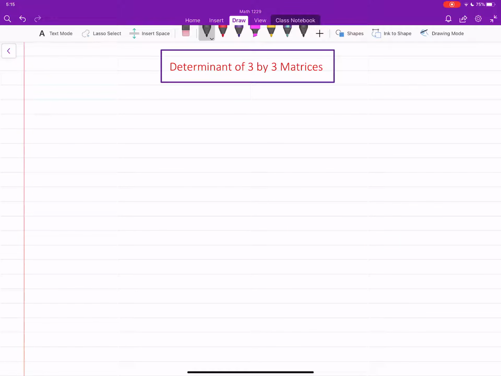Hi. In this video, we will see how the determinant of a 3 by 3 matrix can be computed. Okay, so we have a 3 by 3 matrix. So it will have entries A11, A12, A13, then A21, A22, and A23. A31, A32, A33. So we want to see what is the determinant of this guy.